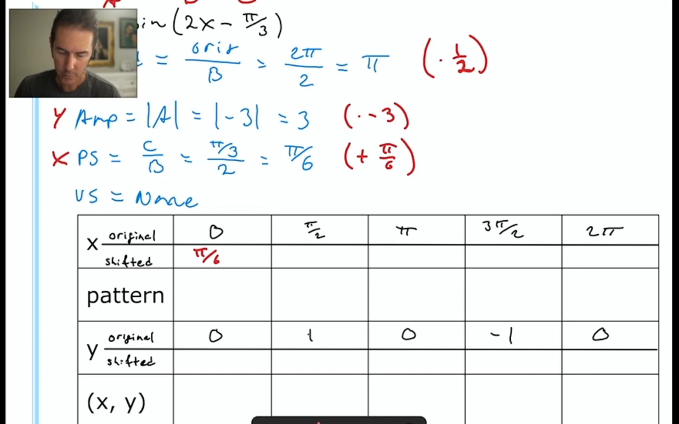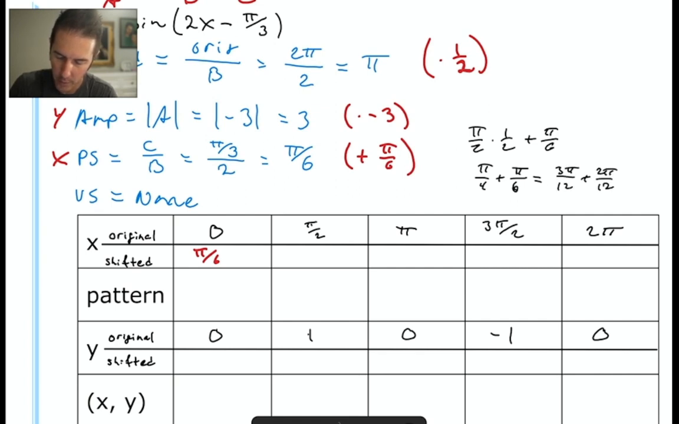Let's take the pi over 2, multiply it by 1/2, and add pi over 6. Pi over 2 times 1/2 plus pi over 6. That's what I didn't do. I never multiplied it by 1/2. So it's pi over 4. I think I said that out loud, but then I didn't write it down, plus pi over 6. All right, so now we need a common denominator, which is going to be 12. So that's 3 pi over 12 plus 2 pi over 12 makes 5 pi over 12. So that's our next x-coordinate, 5 pi over 12.